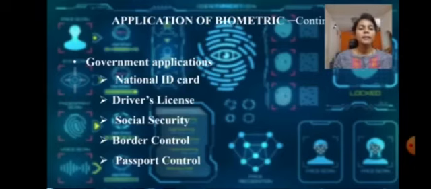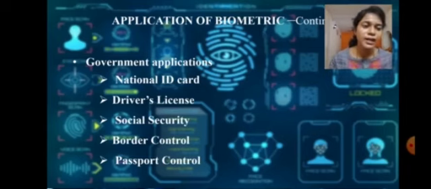In the second place, it's being used in government applications. Most of us are aware that it's been used in Aadhaar cards. In all your national IDs, we have our biometric features captured so that they can be used to identify your user identity, and it's being used in your driving license, in social security numbers, in border control systems, and even in your passports.